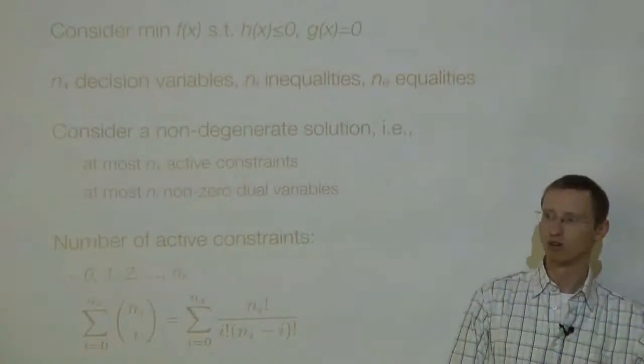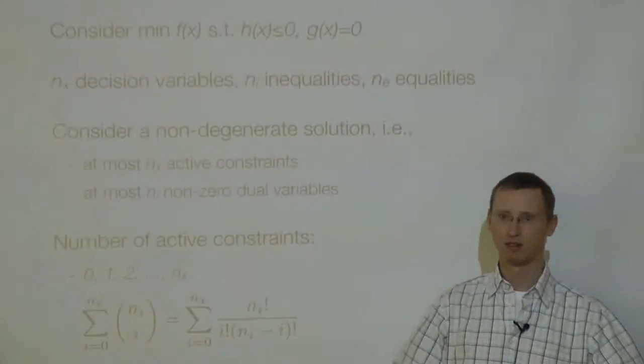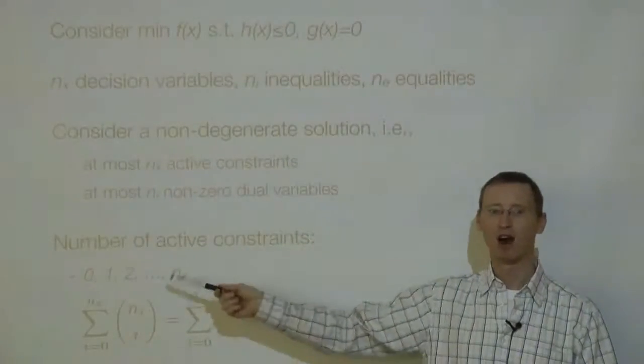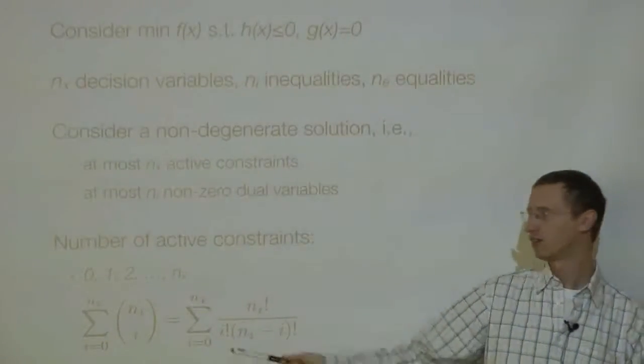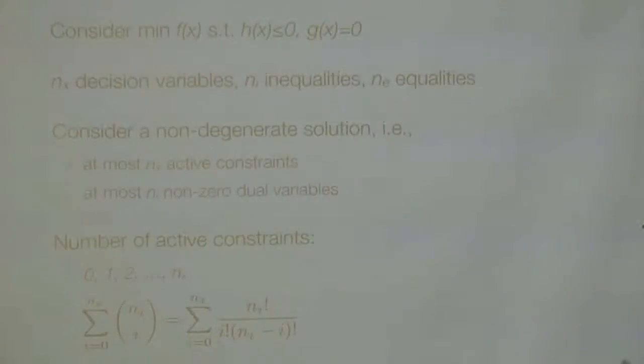5 over 0 is 1. That's when no constraint is active. Then we have 5 over 1, which is 5. Then we have 5 over 2, which is 10. And 5 over 3 is also 10. And then we are summing it up. Okay? So this is the number of active set combinations that we need to explore.